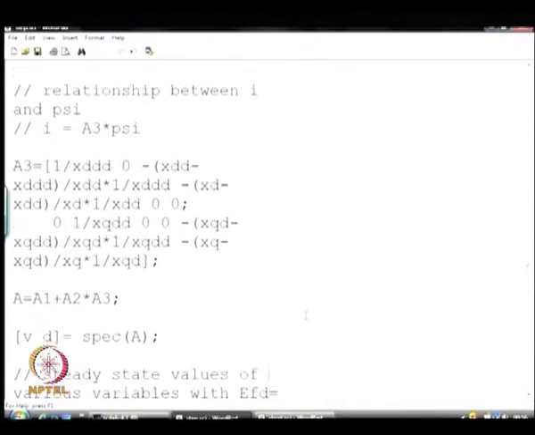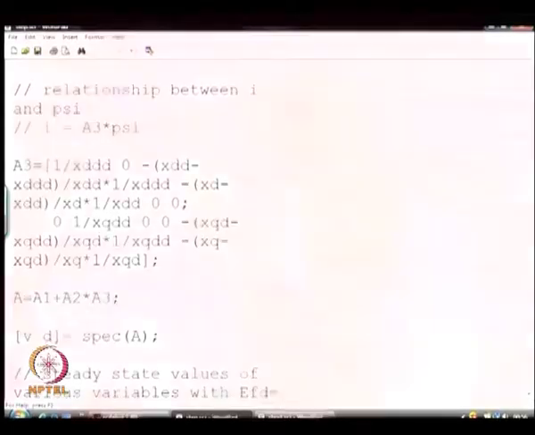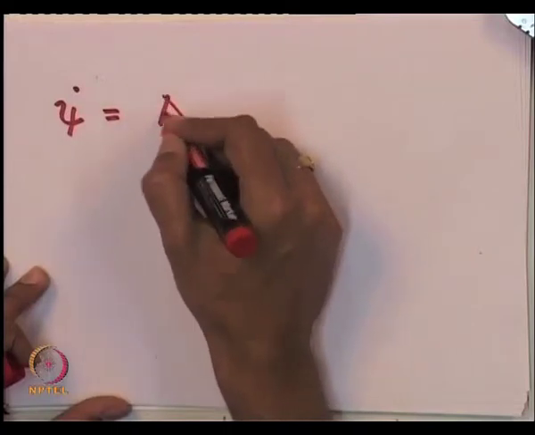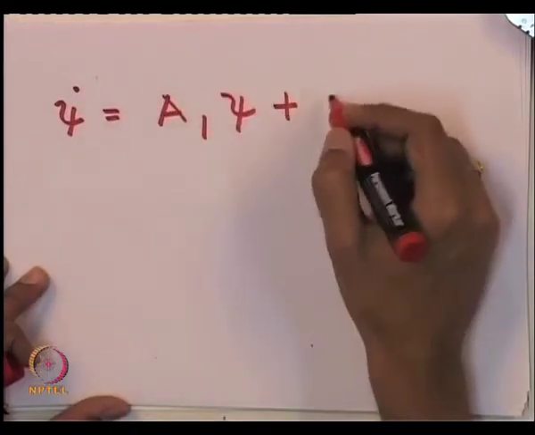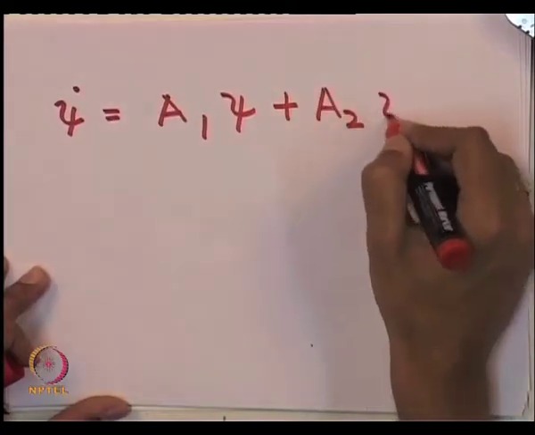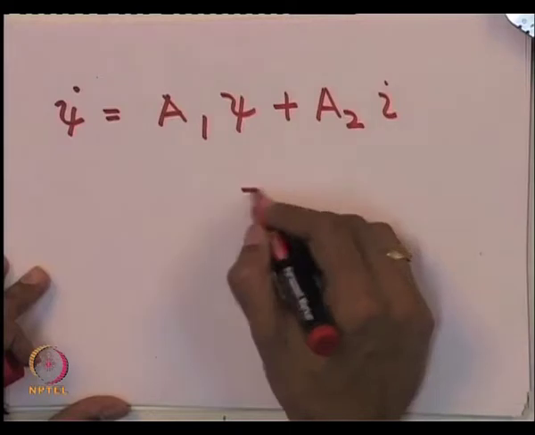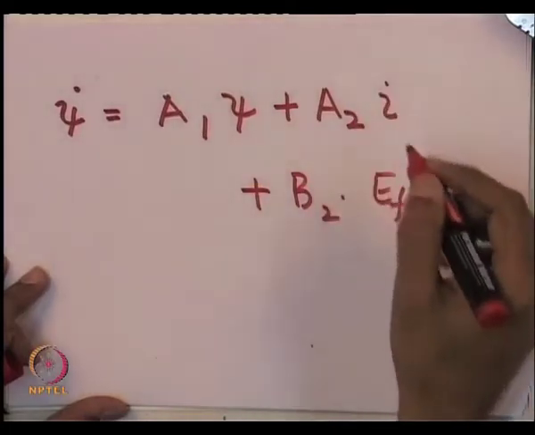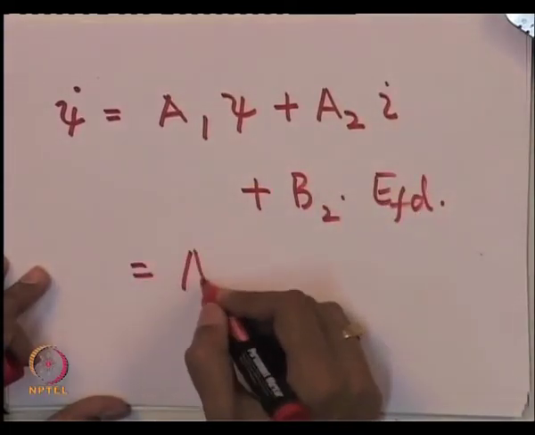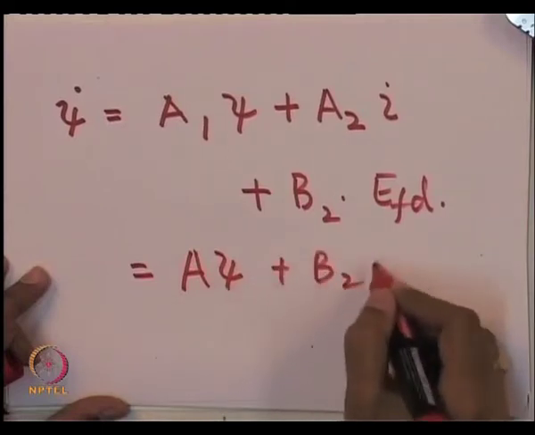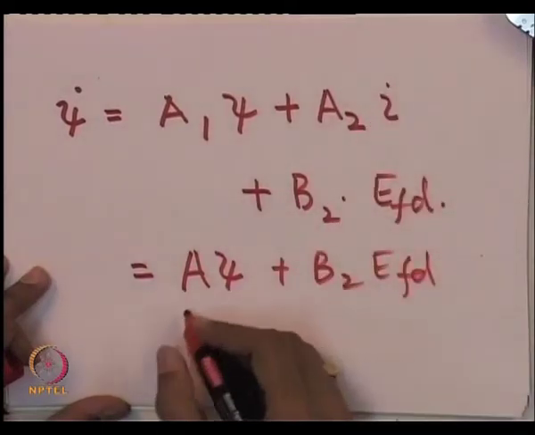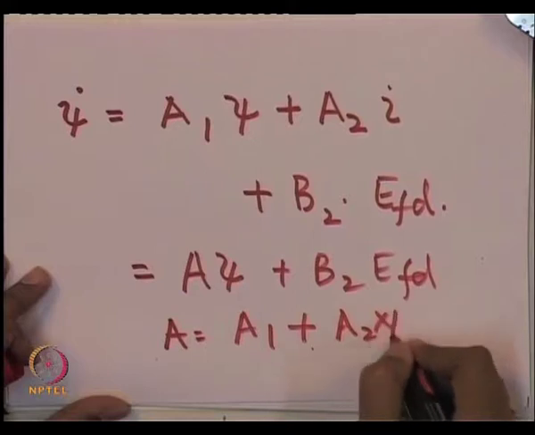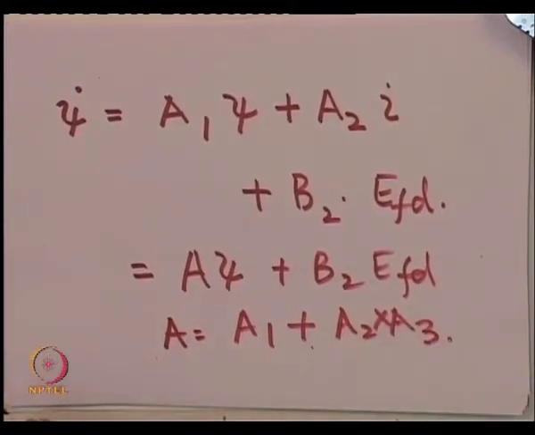Now, if I want to of course get these equations in pure state space form, remember that the way the equations are written are these. So, psi dot is equal to A1 into psi plus A2 into I, which is nothing but the vector of ID and IQ, plus B2 into EFD. Okay. So, if I want to actually get this in pure state space form, I will write it as A into psi plus B2 into E f d by substituting I in terms of psi. So, A will be equal to A1 plus A2 into A3. Okay.